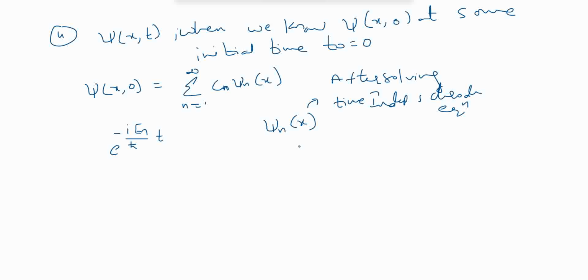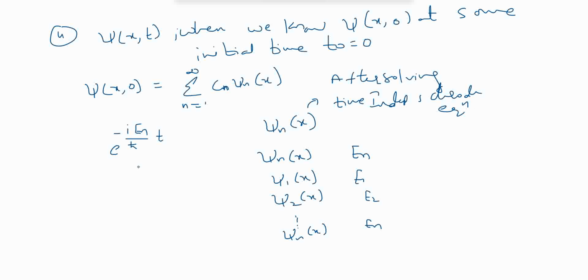We get this psi n of x. So basically, it is an infinite set of solutions, and for each psi n of x, we have an associated energy. For example, psi 1 of x has E1, similarly psi 2 of x has E2, and so on. We can take up to psi n of x with En.